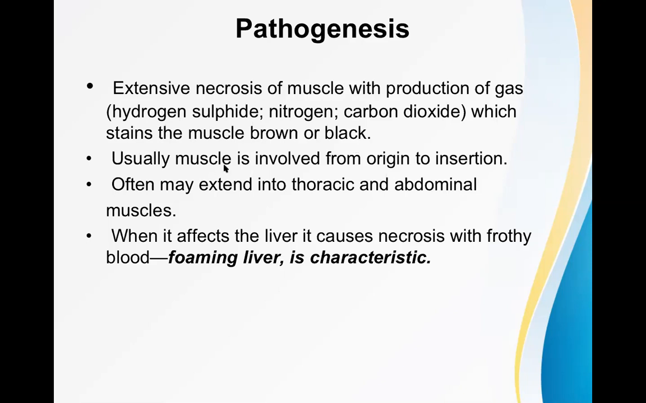The whole muscle is involved from origin to insertion. Probably it starts from the belly of the muscle. Belly means the middle part, and it may go toward the origin or insertion. It often may extend into the thoracic and abdominal muscles as well, but usually starts from the limb muscle. And if liver is affected, we call that foaming liver because of the formation of some frothy blood with necrotic tissue. This is called foaming liver, which is a characteristic point in gas gangrene.